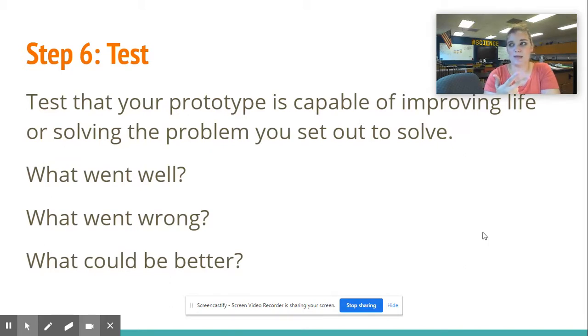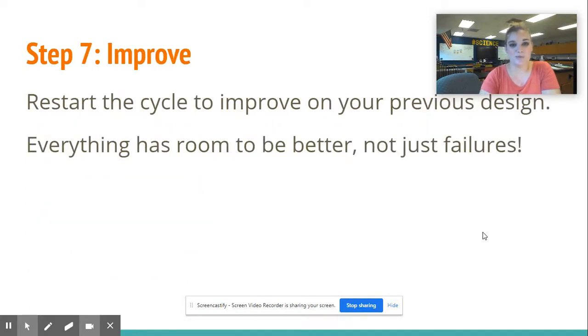So if you maybe built a new type of shoe, maybe what went really well is it fit people really well. It really conformed to their foot. What went wrong? Maybe it broke apart really easily because the fabric you used was way too soft. And so what could be better? Maybe we could build stronger seams in. So we're just kind of tracking those things as we test it, and you want to test it with multiple people. Then you improve. So we're going to restart the entire cycle and improve on your previous design.